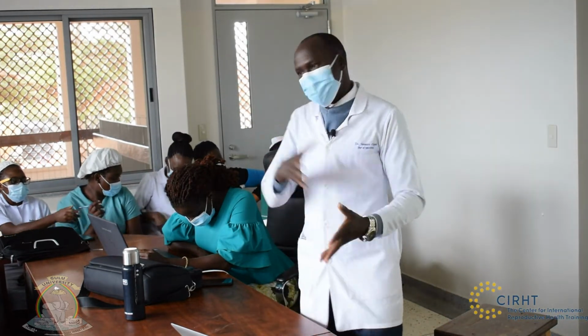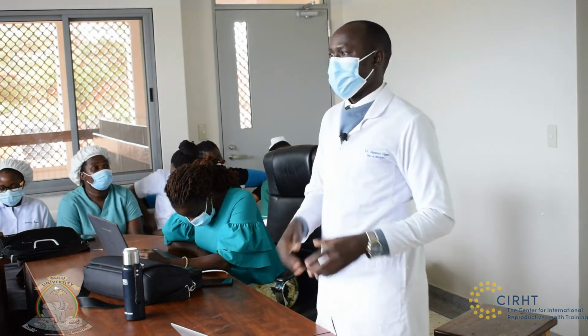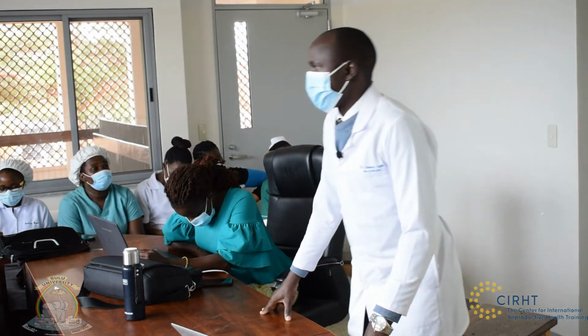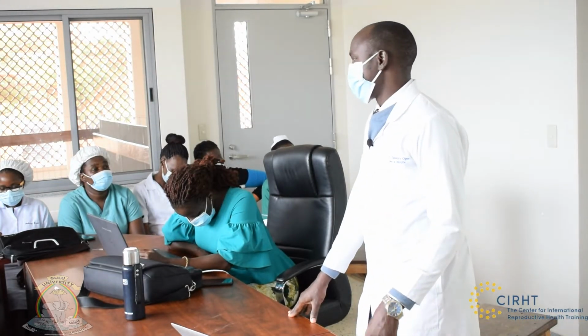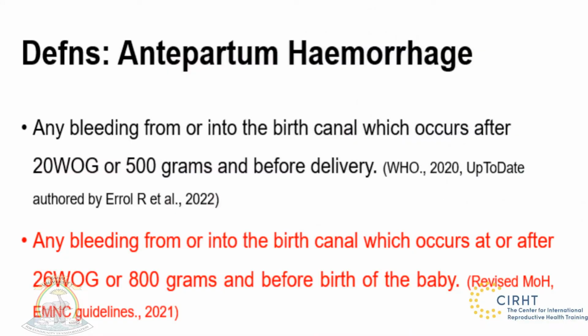Now, what is this antepartum haemorrhage that we talk about? The World Health Organization adopted a definition which defined it as bleeding from or into the birth canal, which occurs after 20 weeks of gestation, or when the fetus is about 500 grams, and this occurs before delivery.